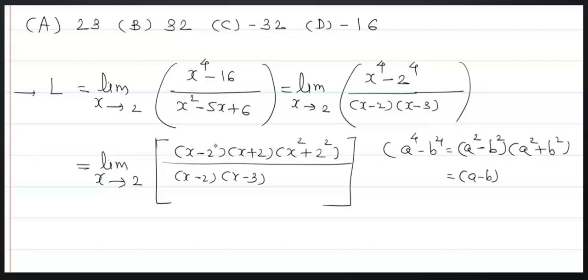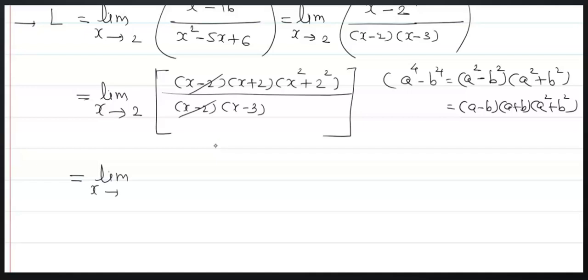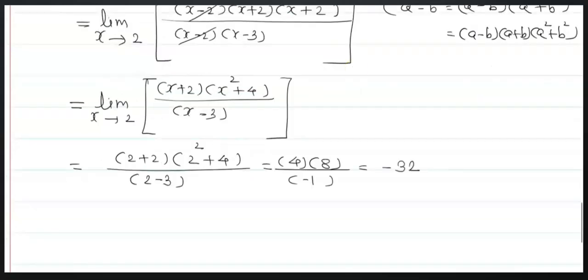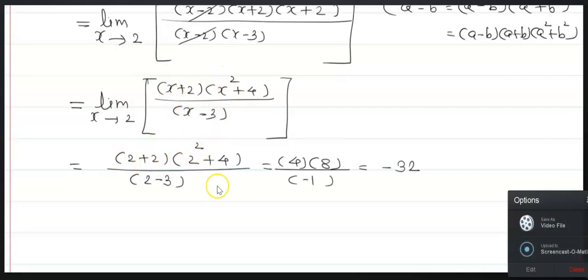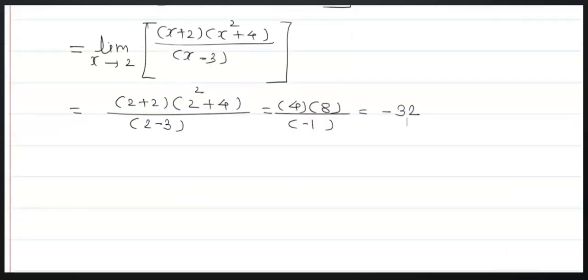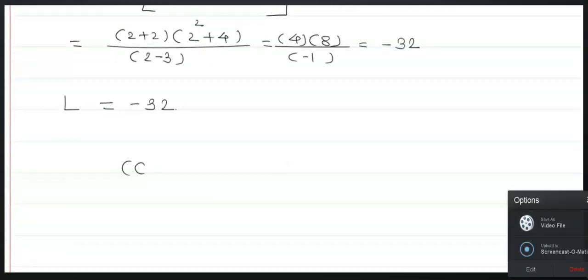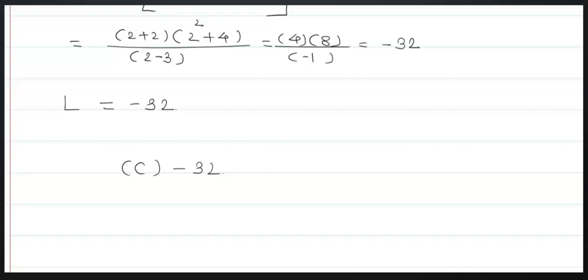See this formula. Again you can write it like this. x minus 2 gets cancelled. And now replace x by 2. That is, x is replaced by 2: 2 plus 2, 2 square plus 4, over 2 minus 3. This is 4 into 8 over minus 1, which is minus 32. And therefore, the answer is minus 32. Therefore, option C is the correct one.